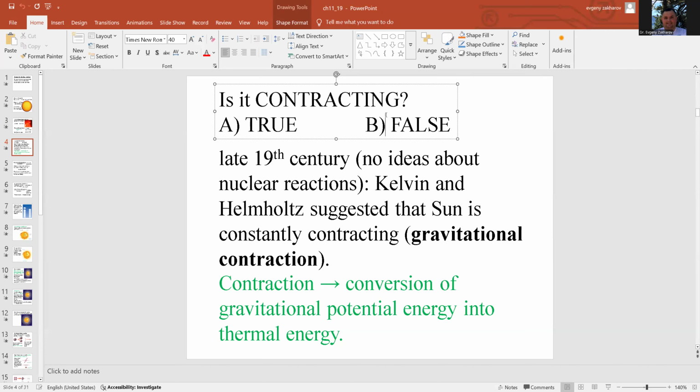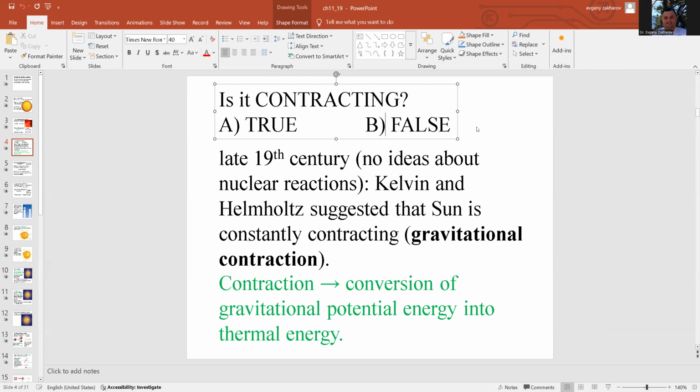Remember that our theory about the birth of the sun involves contraction of the cloud. The interstellar gas cloud contracts, and the gravitational potential energy is converted into spinning that starts moving, and it gets hot and it gets dense. That's where the star is born.